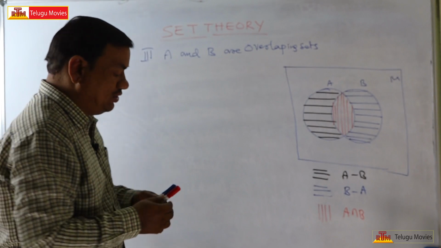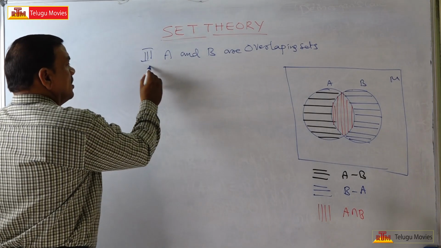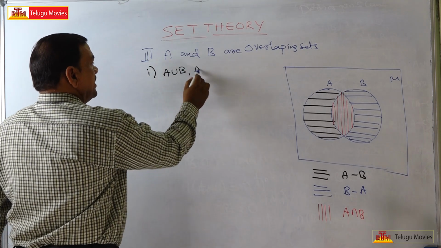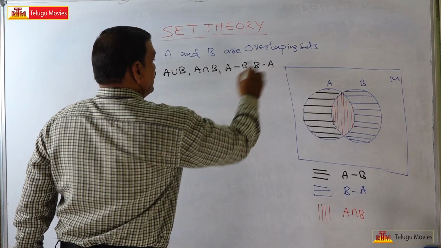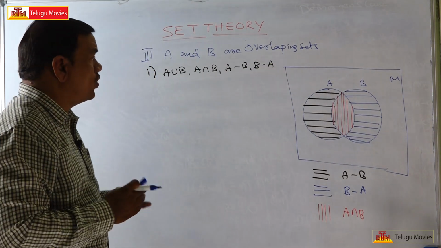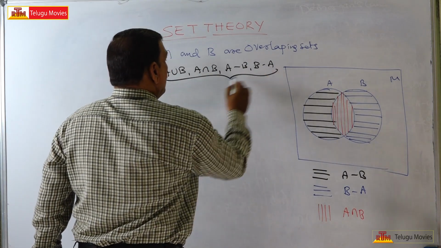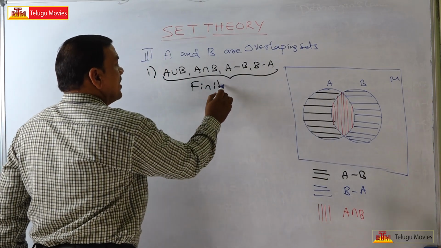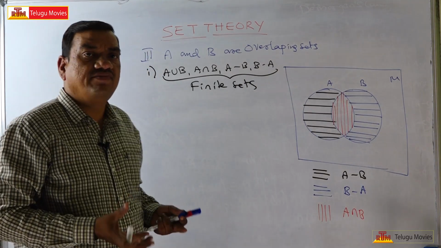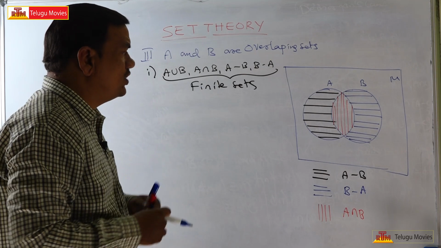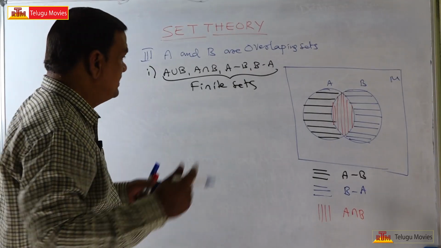Now the first one, what about A union B, A intersection B, A minus B, B minus A? When A and B are two non-empty sets and moreover they are overlapping sets, all these four are some finite sets. You will get some elements. So there won't be any null set unless A and B are empty sets.